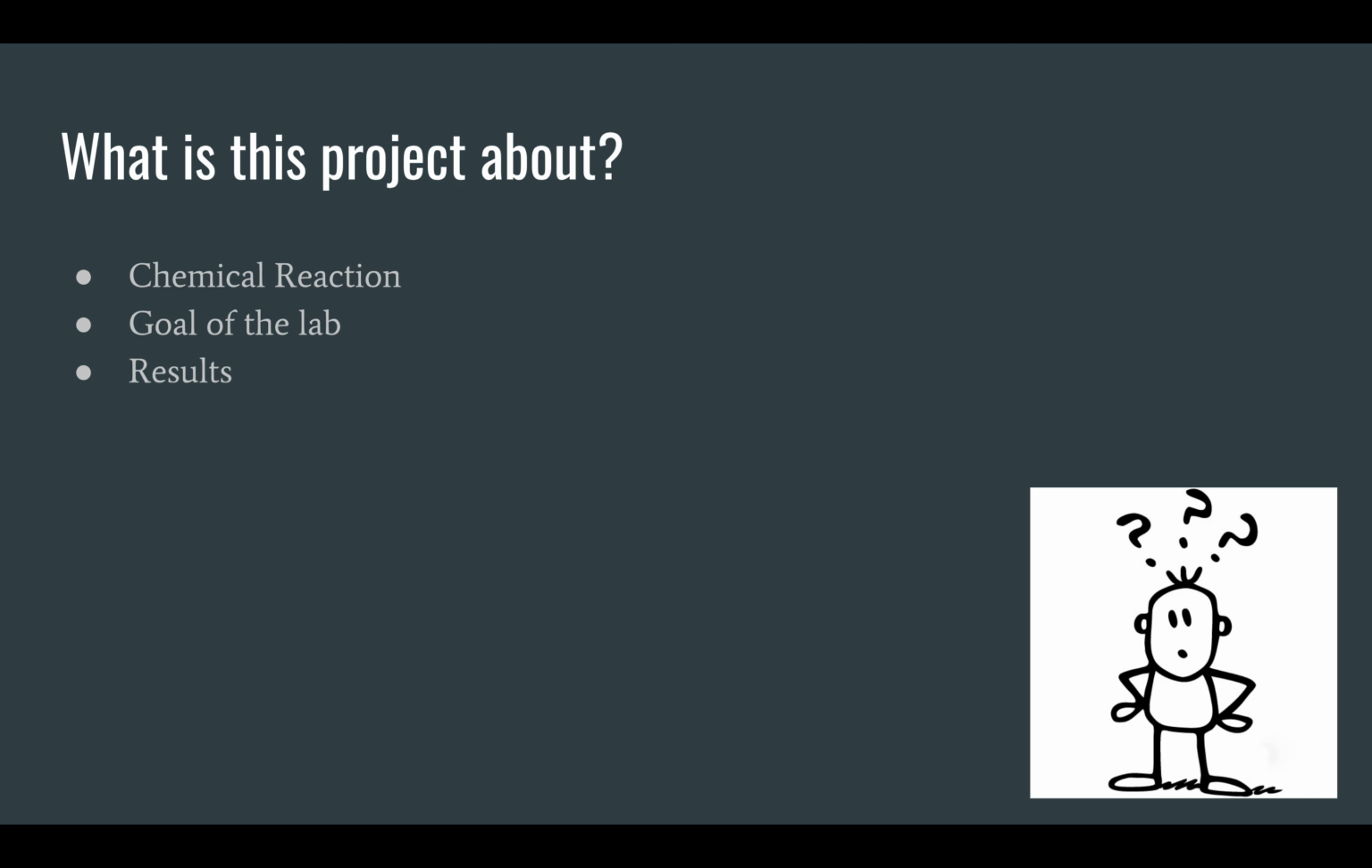What is this project about? We were assigned a chemical reaction. The goal of the lab was to calculate the amount of each substance to use and find how much of it actually reacted during the experiment.